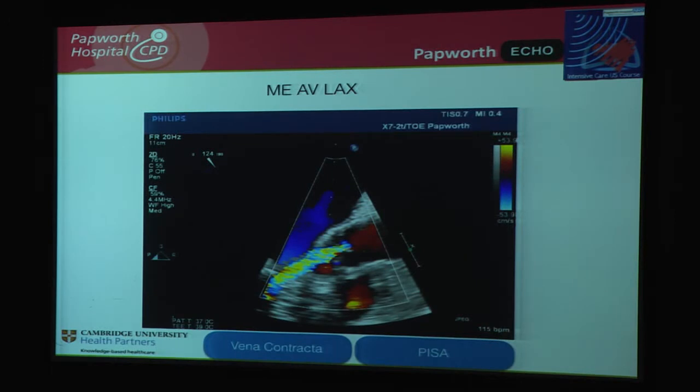Moving on to a mid-esophageal aortic valve in the long axis. This view is developed by zooming in on the aortic valve from the long axis view. Okay, and this view is very good to measure the vena contracta in case of aortic regurgitation, and you also get to measure the PISA in case there is aortic regurgitation.